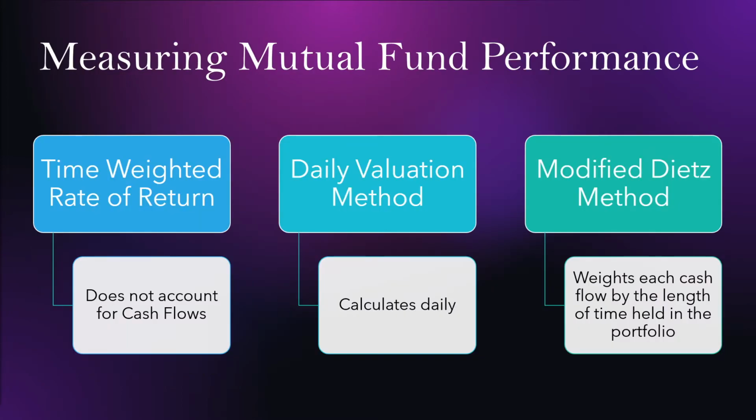Next, there are some different ways to measure mutual fund performance. First off, you have the time-weighted rate of return. This does not account for cash flows, but it will show you the rate of return based on the time. Then the daily value method calculates the fund performance daily, but it is quite tedious because you have to do it daily, and it makes a lot of work. You also have the modified Dietz method, and this weights each cash flow by the length of time held in the portfolio.